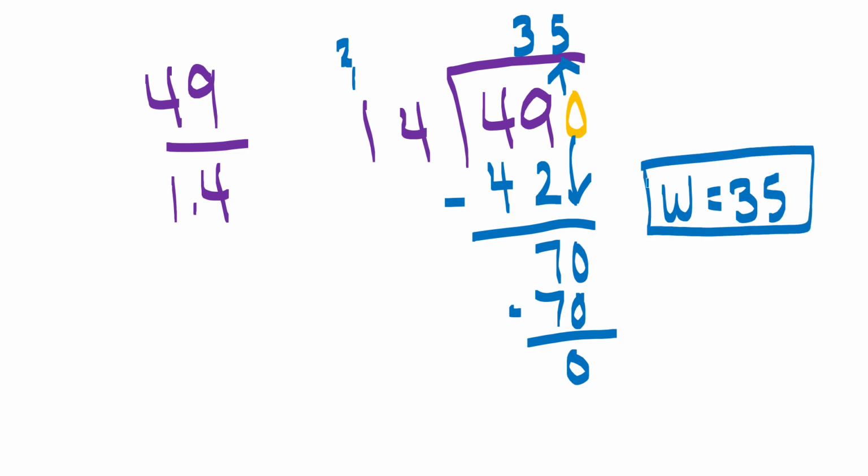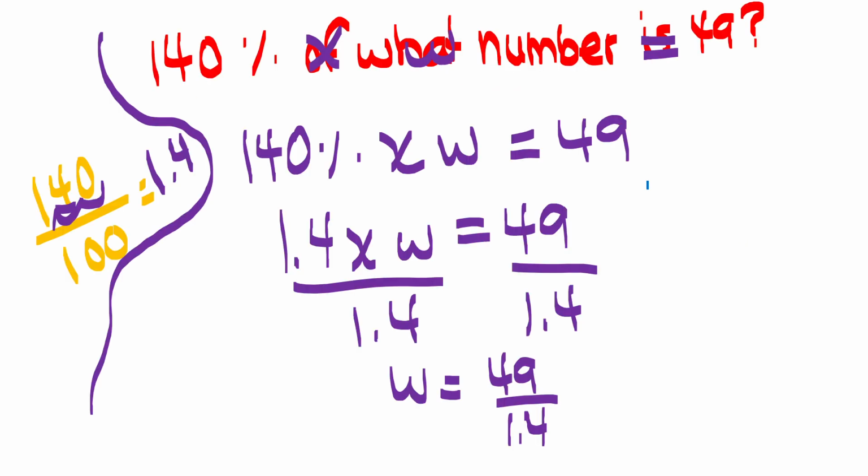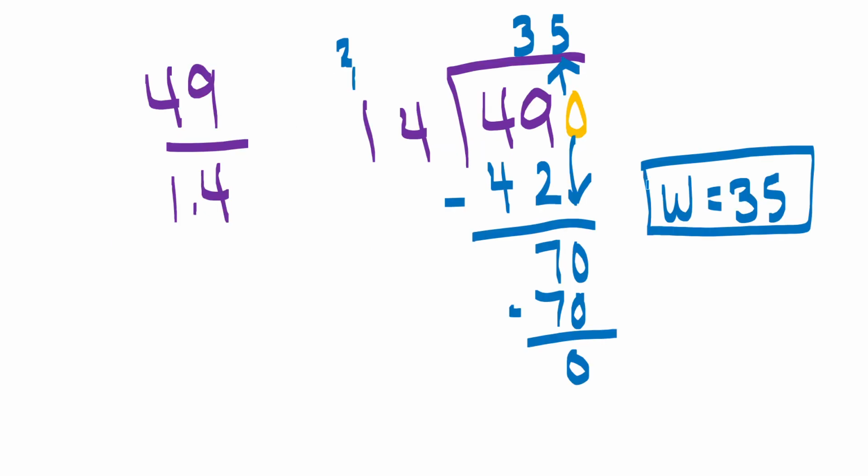Let's think logic and sensibility. So we have more than the number is the part, 140% of it, and the part is going to be a bigger number than what we should get as our whole, and it is. We have 35 is less than the 49, and so this answer makes sense.